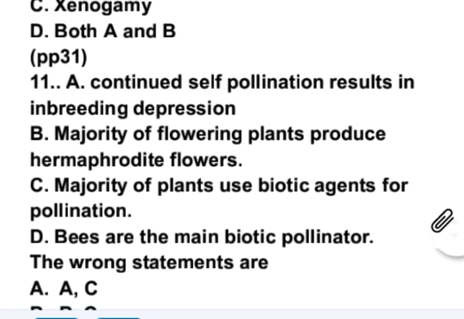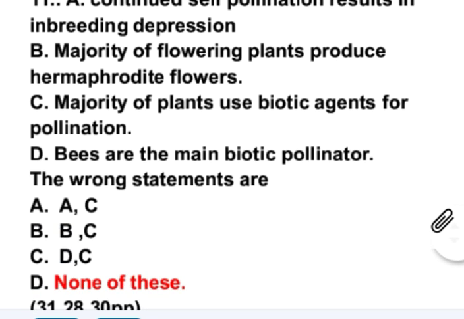Next, we have been given four statements, and we have to identify the wrong statement. The first statement is, continued self pollination results in inbreeding depression. Yes, this is correct. Next is, majority of the flowering plants produce hermaphrodite flowers. Yes, this is also correct. Next is, majority of the plants use biotic agents for pollination. Yes, this is also correct. Next is, bees are the major biotic pollinators. Yes, this is also correct. So therefore none of the statements is wrong. All of these statements are correct. Therefore our answer will be option D, none of these statements is wrong.